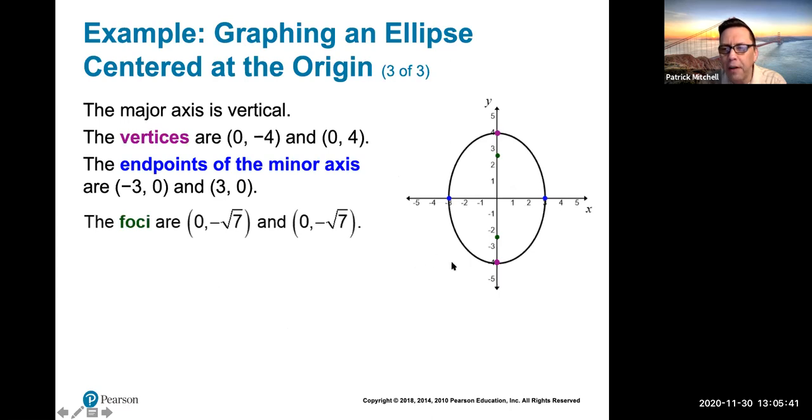So the graph of this ellipse looks like this. It has 4 intercepts. Y-intercepts at (0, 4) and (0, -4), x-intercepts at (3, 0) and (-3, 0), and there are your 2 foci.